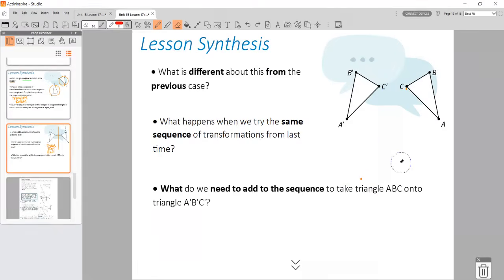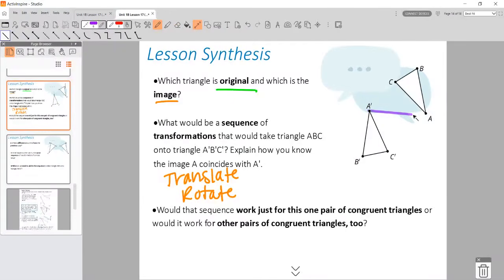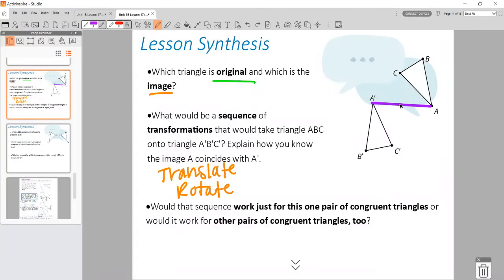And that's actually true on this one too. You could just rotate here, using the midpoint of an image and its original. So you could say rotate triangle ABC around the midpoint of AA prime until A lands on A prime, and then that would take you there directly as well. If you can see that, that's fine. Otherwise, just follow translate, rotate, reflect, and that will work every time as well.